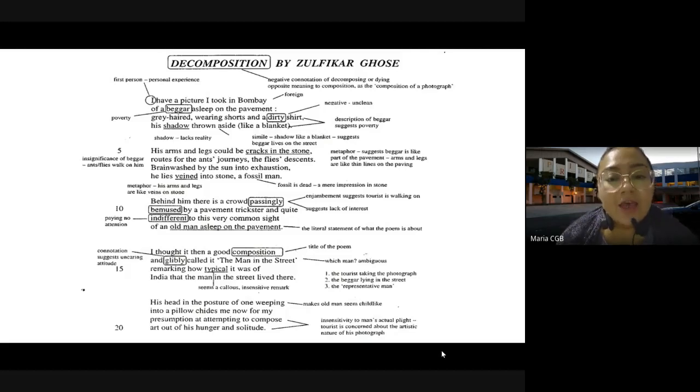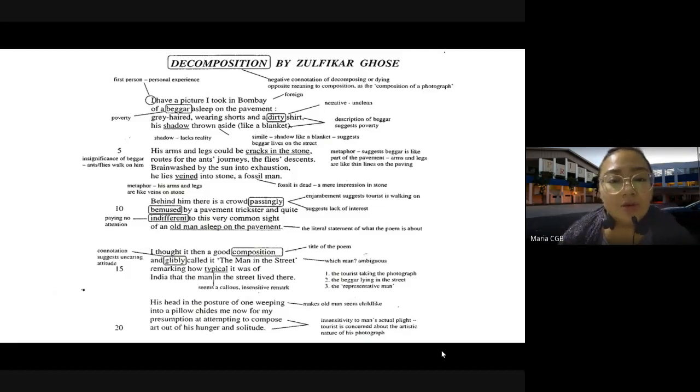a blanket. Now, how do we know that the theme of poverty is already dealt with in the first stanza? Because of the word beggar and how he describes the beggar. He's wearing a dirty shirt, his shadow thrown aside like a blanket. So, the description of the beggar suggests poverty.